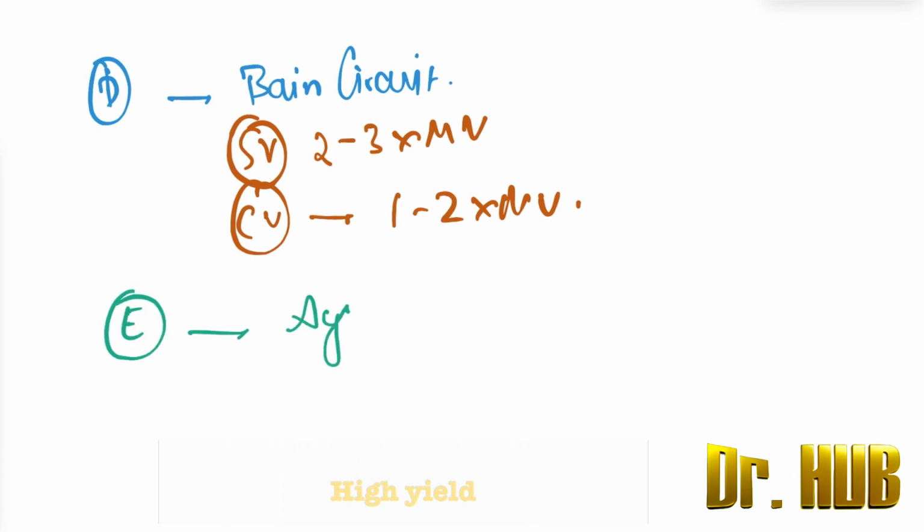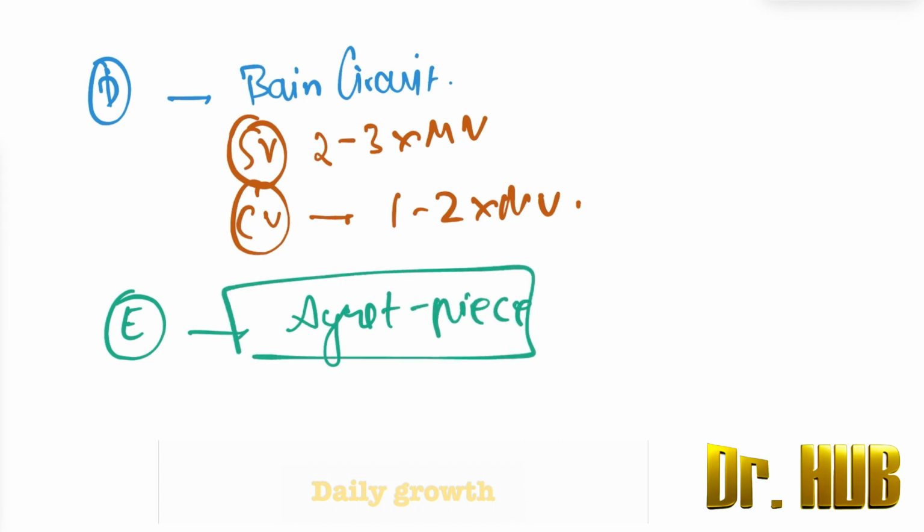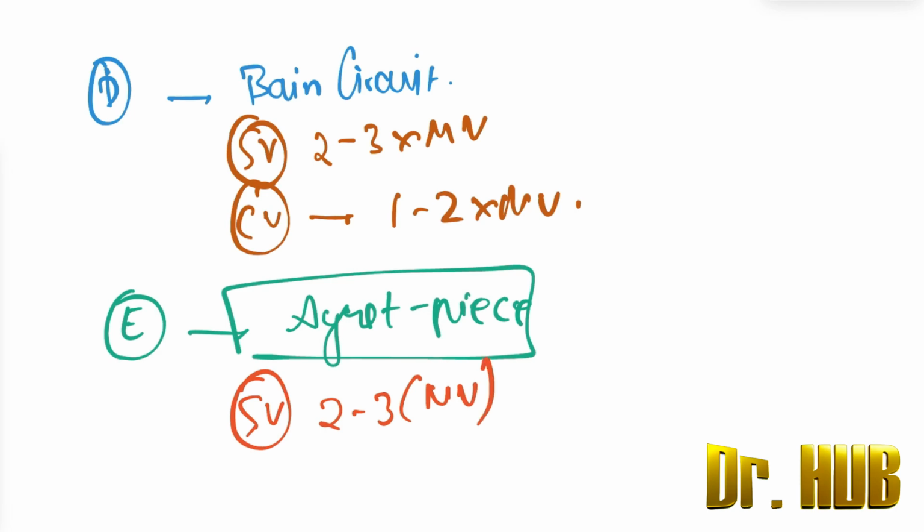Next we move on to the E. E is the Ayre's T piece. We already spoke in the other video that Ayre's ends with E, so it is the E circuit. And this is spontaneous ventilation. Spontaneous ventilation is 2 to 3 times the MV. And what about the controlled ventilation? Controlled ventilation is 3 times the MV.